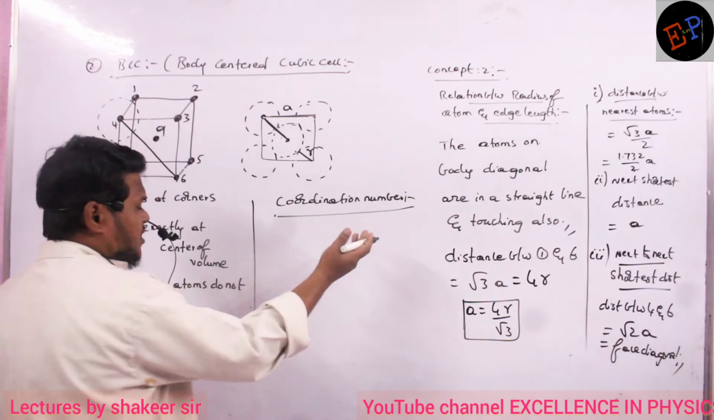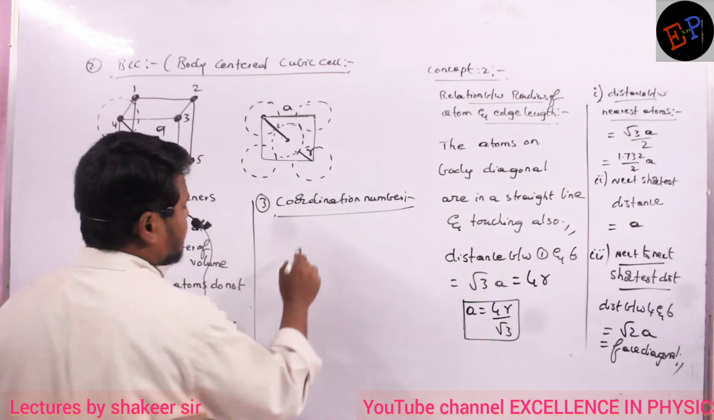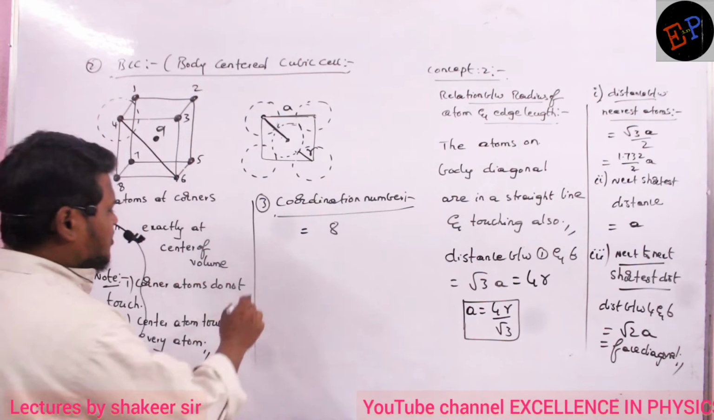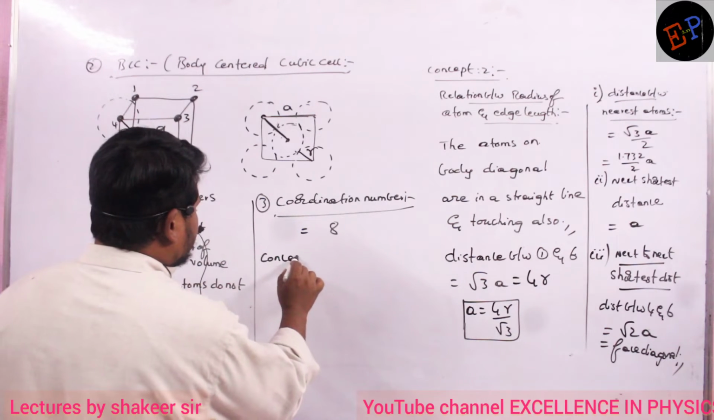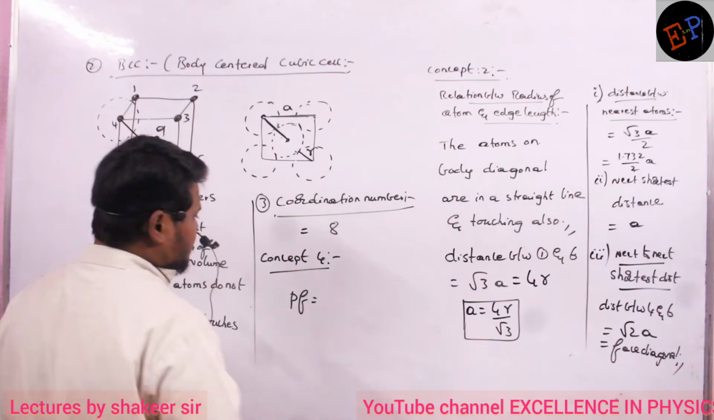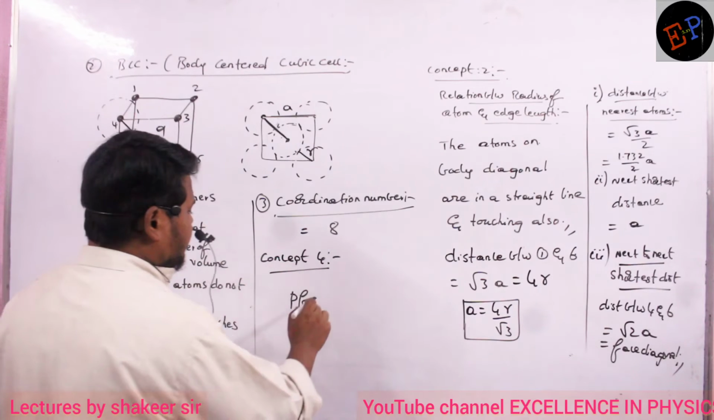Coordination number, I already said, you have to learn this by heart. What is the coordination number of BCC? Coordination number is 8. This you have to memorize. Are you able to understand? Fourth concept, concept number 4, packing fraction. And what is the equation of packing fraction? I have already written it in the previous concept too, so directly I am writing here.